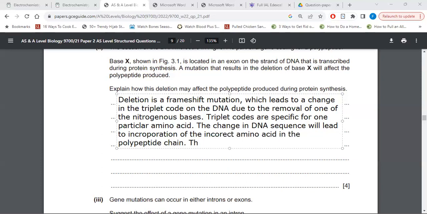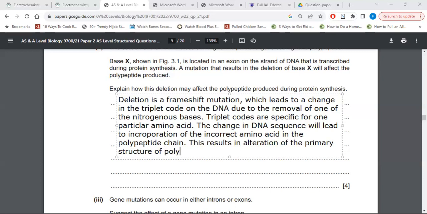Okay. So then we will further continue and we will say the change, in fact, this results in alteration of the primary structure of our polypeptide or our protein. How? Because what was primary structure? Primary structure was the sequence of amino acids joined together by a peptide bond. The sequence of amino acid has now changed. So our primary structure has changed, right?